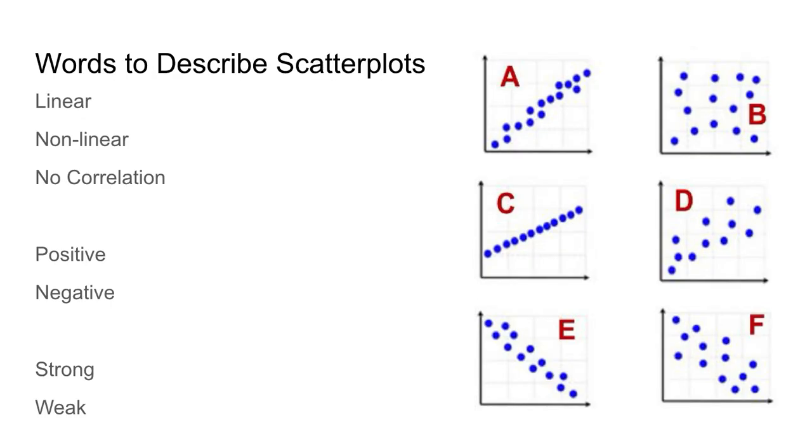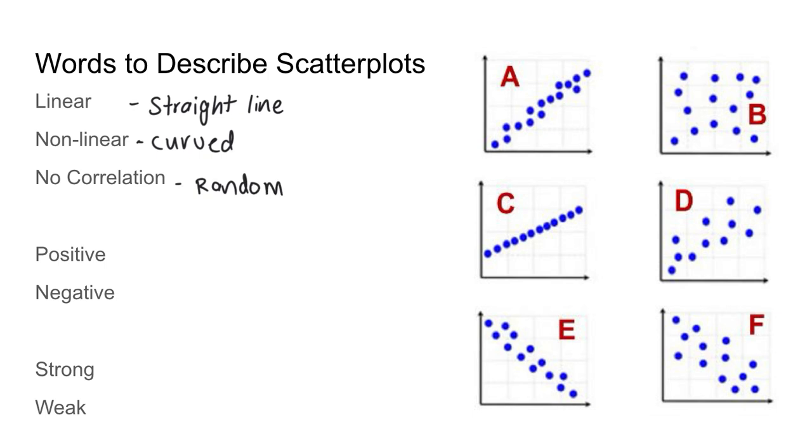Linear indicates the shape of the scatter plot is a straight line. Now, it doesn't have to be perfectly straight, but if overall the data is trending in a line, or overall in the same direction without a curve in it, then we're talking about a linear situation. Nonlinear would describe something that's curved. And then no correlation at all would be stuff that's just random.